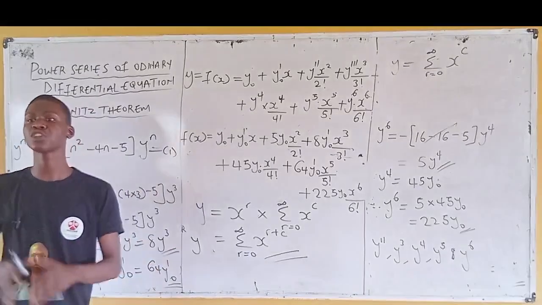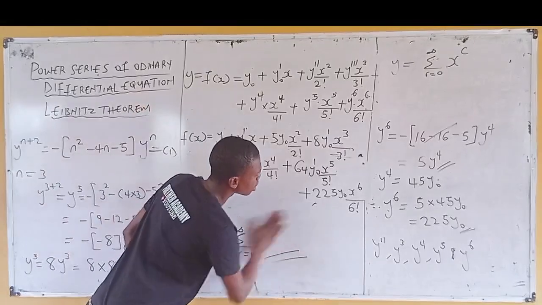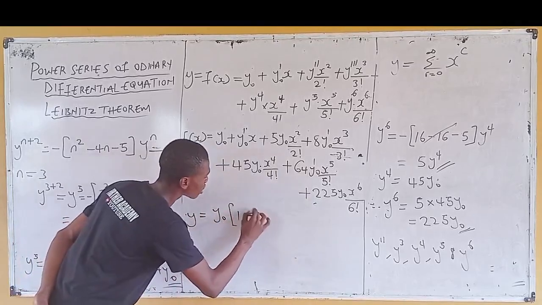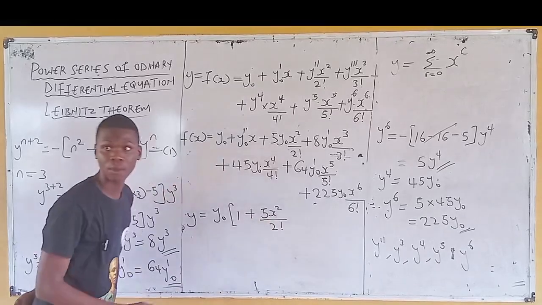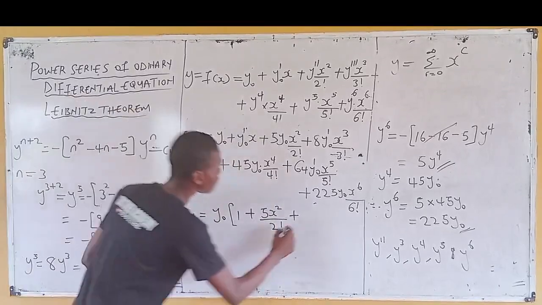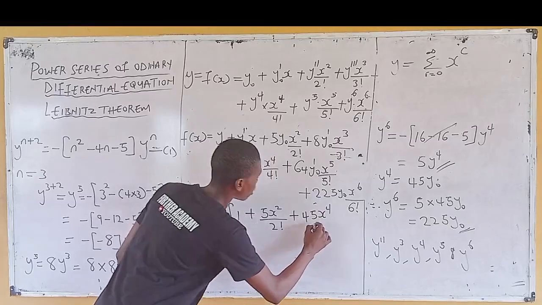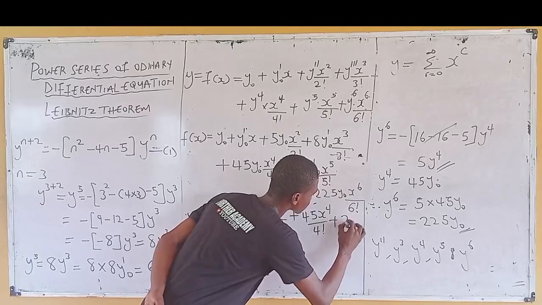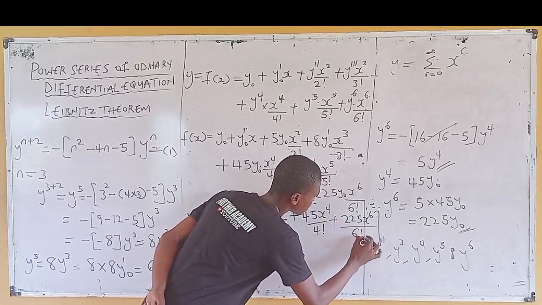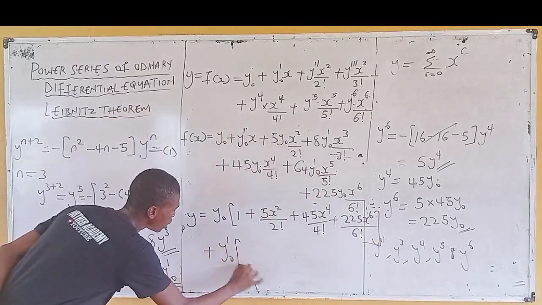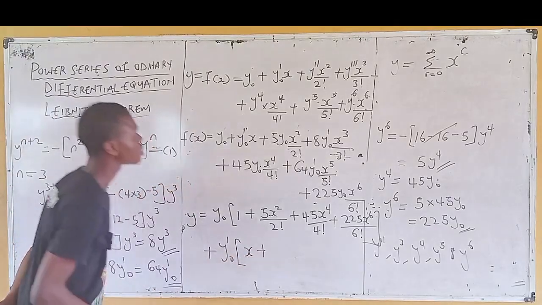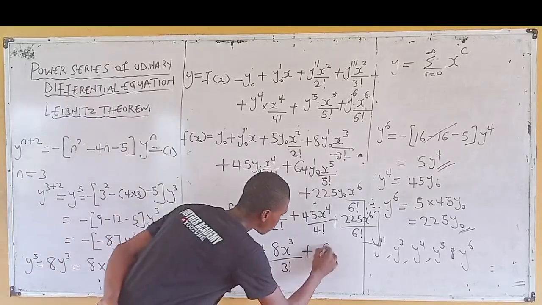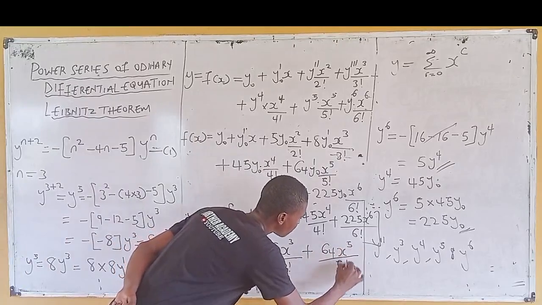Let's collect like terms, meaning separate the function of y naught from the function of y prime naught. By doing that, it becomes y equals y naught all into bracket 1, plus 5x squared all divided by 2 factorial, plus 45x to the power of 4 all divided by 4 factorial, plus 225x to the power of 6 all divided by 6 factorial, plus y prime naught all into bracket x plus 8x cubed over 3 factorial, plus 64x to the power of 5 over 5 factorial.